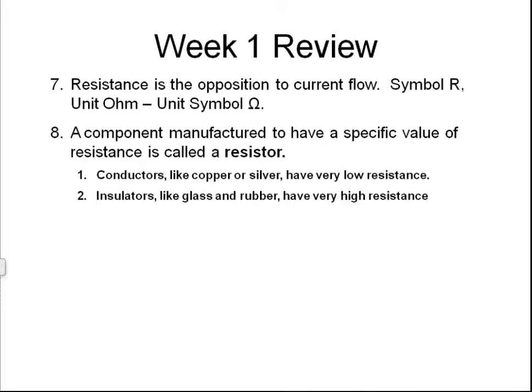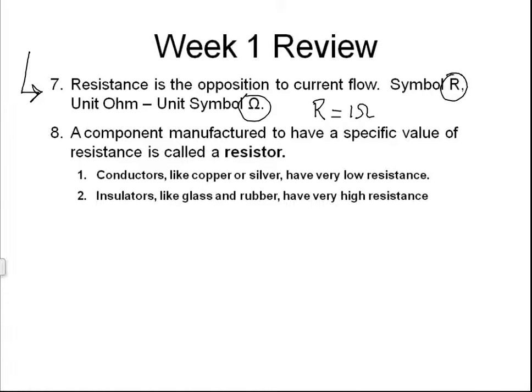So now we've got voltage, we've got current. Now we have to have one more piece, and that is the resistor. So resistance is the opposition to current flow. Once again, for formula, the symbol is R. The unit symbol is omega, which stands for ohms. So we would say resistance equals 1 ohm.